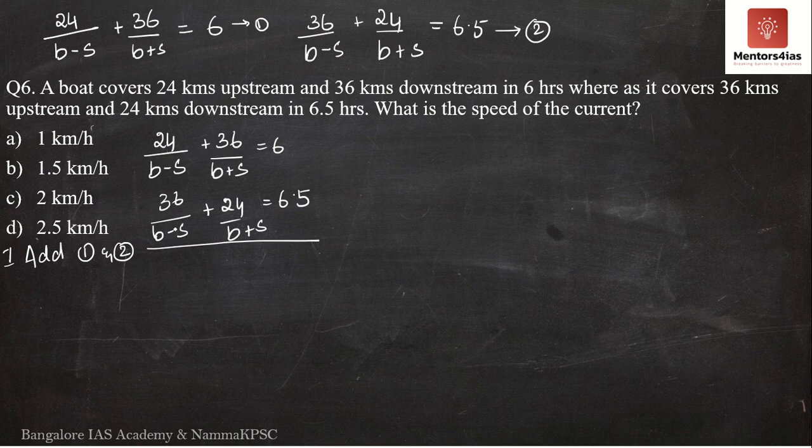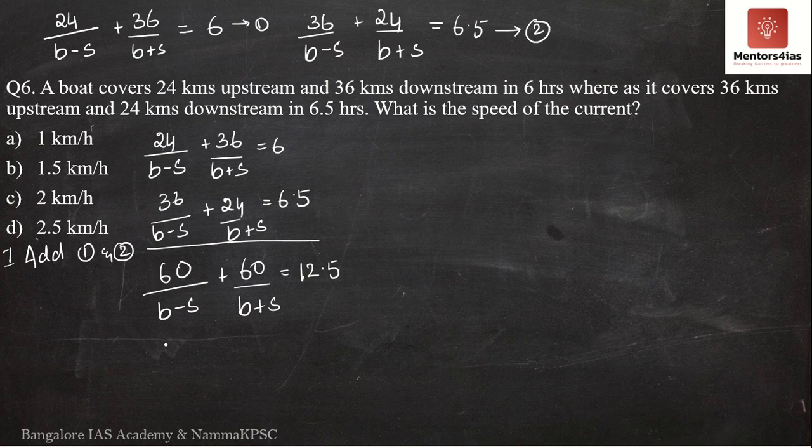What do I get? 24 plus 36, 6 4 10. So we have 0 here, 1 carry, 1 2 3, 3 plus 3 6. So we have 60 divided by b minus s, plus similarly 36 plus 24, again we have 60 divided by b plus s is equal to 6 plus 6.5 is 12.5. We have 12.5 over here, correct?